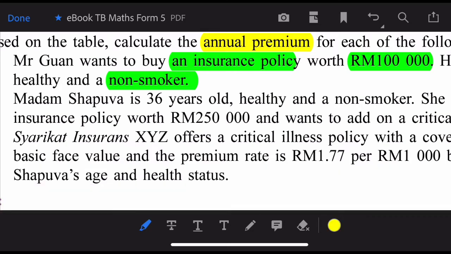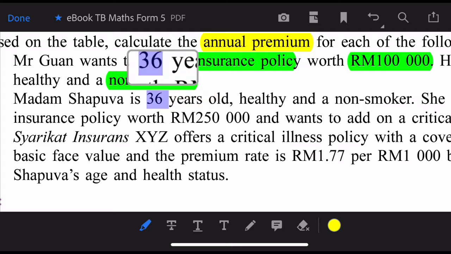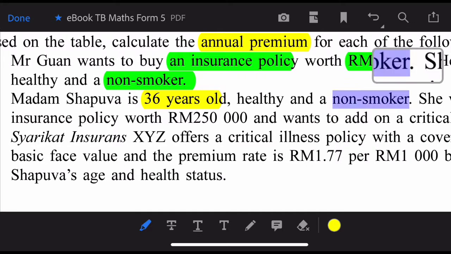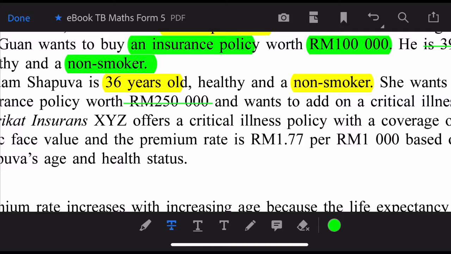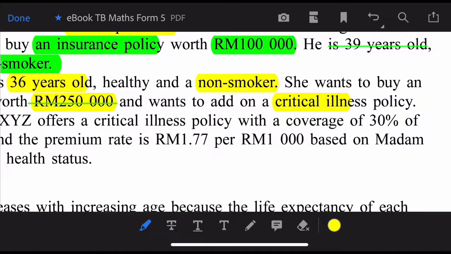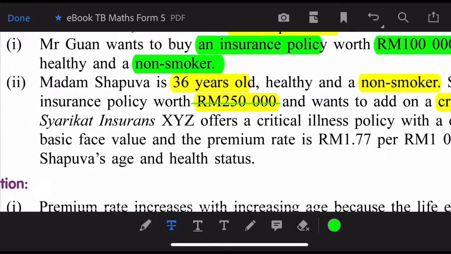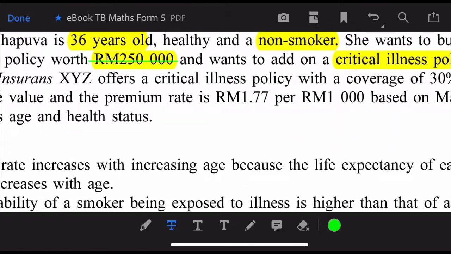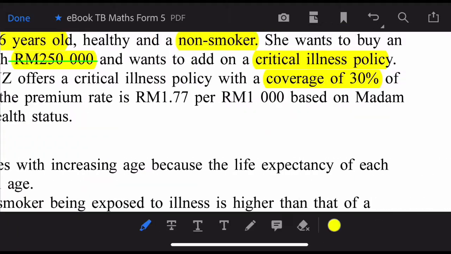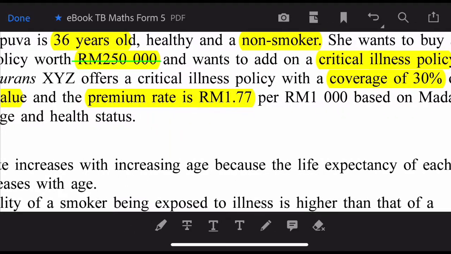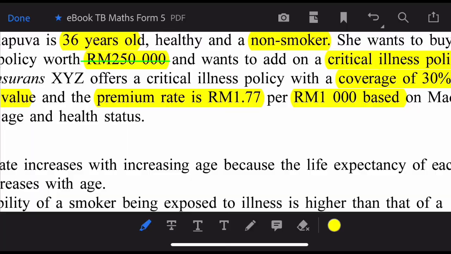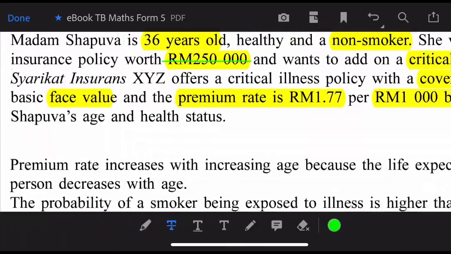Okay, so the next question is Madam Sapurwa, who is 36 years old. Age is very important. Healthy and non-smoker. She wants to buy an insurance policy worth 250,000, right? 250,000, and wants to add on a critical illness policy. Syarikat Insurance XYZ offers a critical illness policy with a coverage of 30% of the basic face value and a premium rate of 1.77 for 1,000, based on Madam Sapurwa's age and health status.